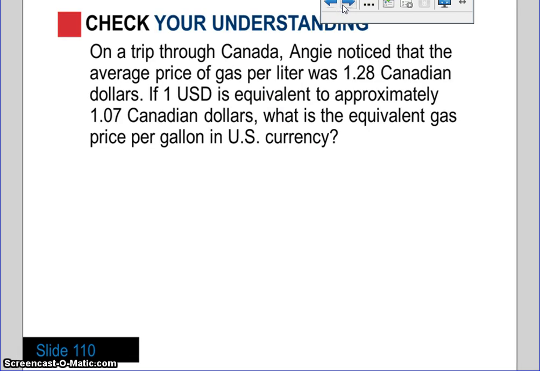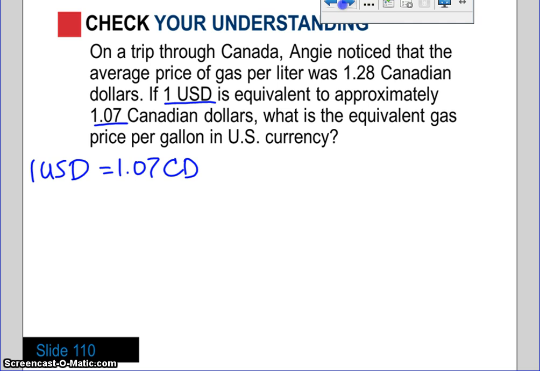All right, please press pause, solve this. When you're ready, come back. Okay, let's see how you did. So the first thing that it says here is $1 is the equivalent to 1.07 Canadian dollars.